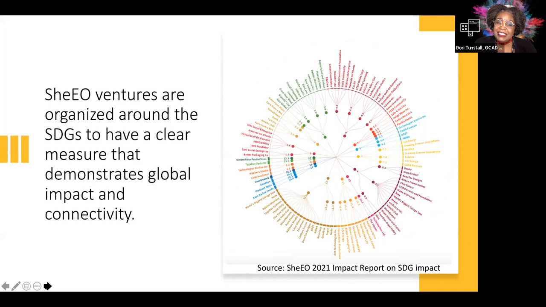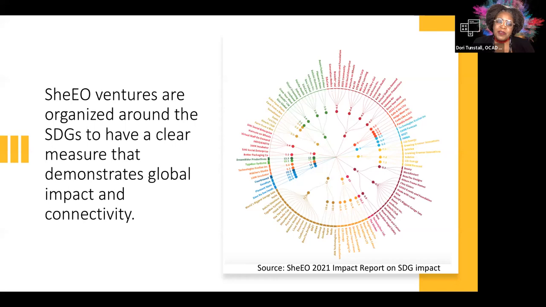And so, this beautiful circular image here is actually a data visualization from the most recent 2021 impact report on how all these ventures from Canada, the United States, New Zealand, Australia, and the UK are working towards the sustainable development goals. They're separated in terms of which goals they're focused on. And then when you dig deeper into the actual venture, it gives you more details in terms of what are they doing? How are they tracking? What impact are they actually having?